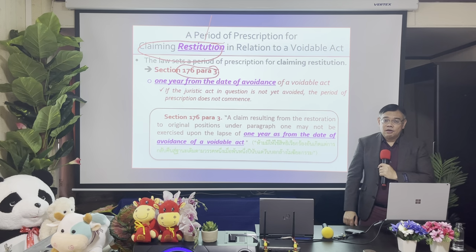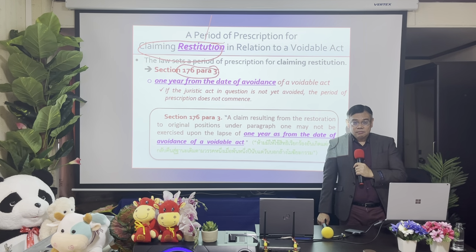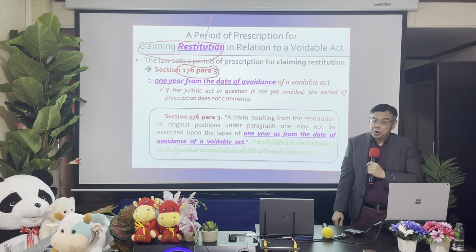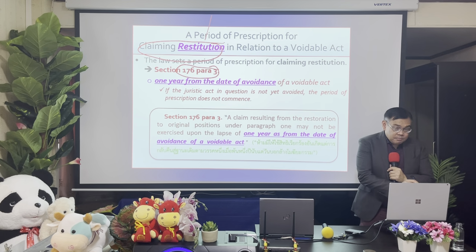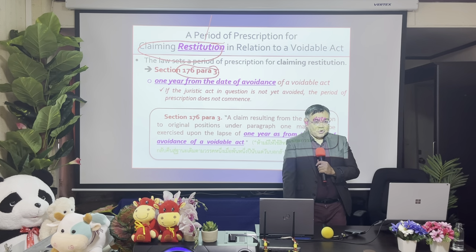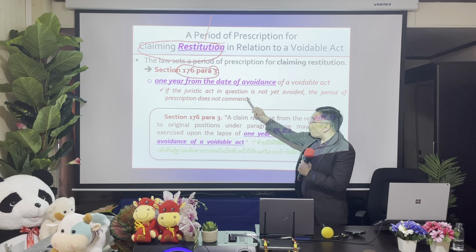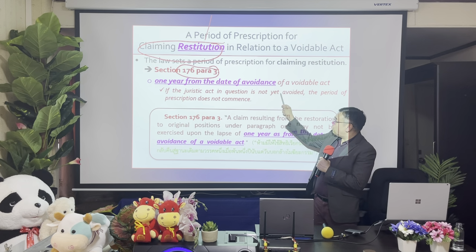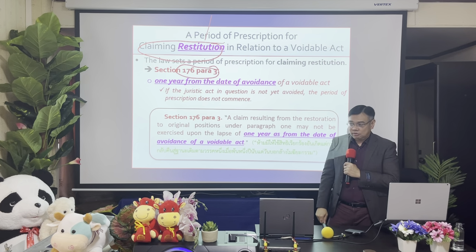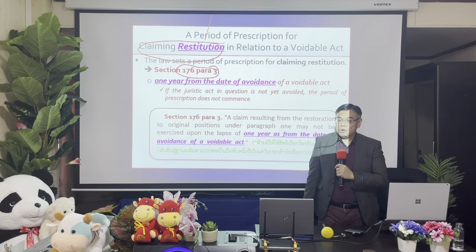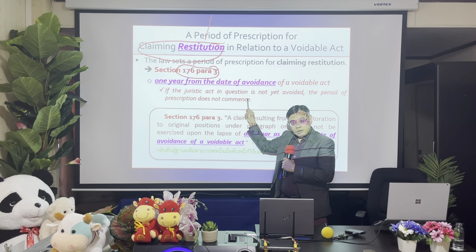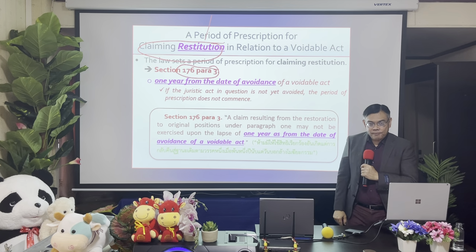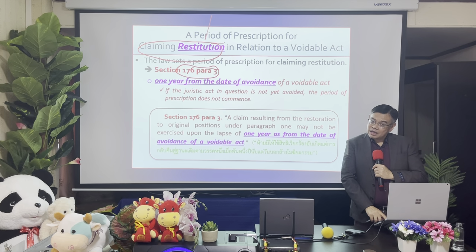That means that if that juristic act has not yet been avoided, the claim of restitution is not yet barred by the period of prescription, because the law says the period of prescription for exercising the right to claim restitution is 1 year from the date of avoidance. So if that juristic act is not yet avoided, the period of prescription does not commence yet. It will never expire because it has not yet commenced until that juristic act is avoided. So again, be mindful of the period of prescription for the purpose of claiming restitution.